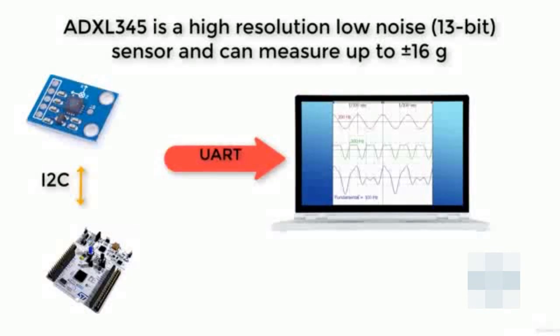ADXL345 is a high-resolution, low-noise sensor and can measure up to plus minus 16 G. We will interface it to our STM32 board via I2C protocol and power it via the onboard 3.3 volt power supply. The data captured from the accelerometer will be sent to the PC via UART pins of the STM32.